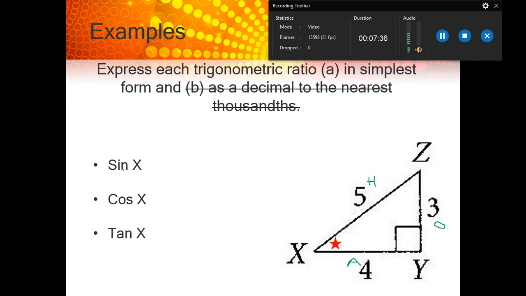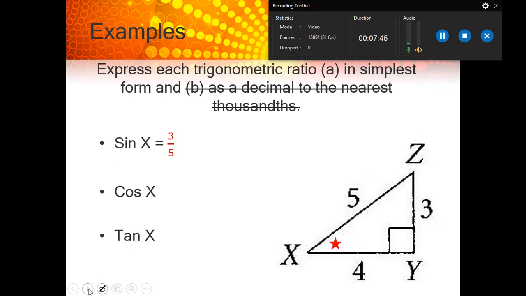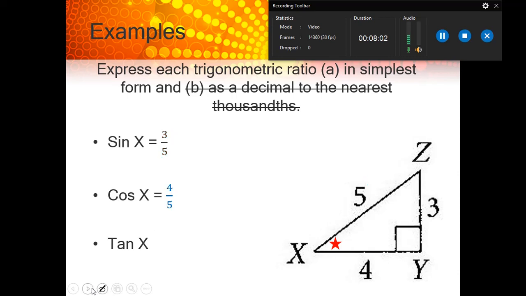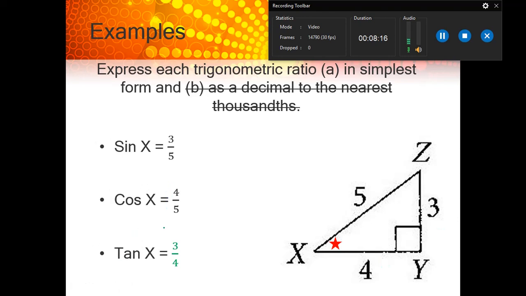So if you're here at sine, this is some old hobo. Opposite over hypotenuse. So the ratio is 3 over 5. For cosine, caught another hobo. Adjacent over hypotenuse. 4 is my adjacent, 5 is my hypotenuse. So adjacent over hypotenuse is 4 over 5. Tangent is tripping on acid, opposite over adjacent. So the tangent ratio is 3 over 4.